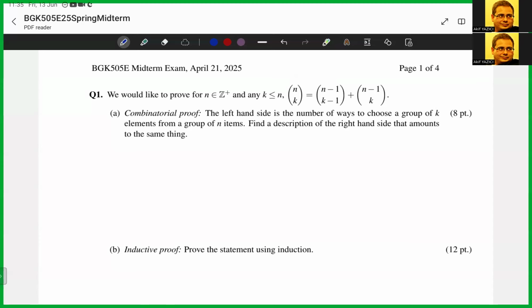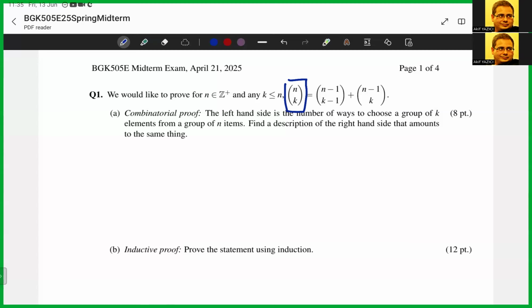In the first part, we need a combinatorial proof. The left-hand side is the number of ways to choose a group of k elements from a group of n items, this part. The number of ways to choose k items out of n. Find a description of the right-hand side that amounts to the same thing.